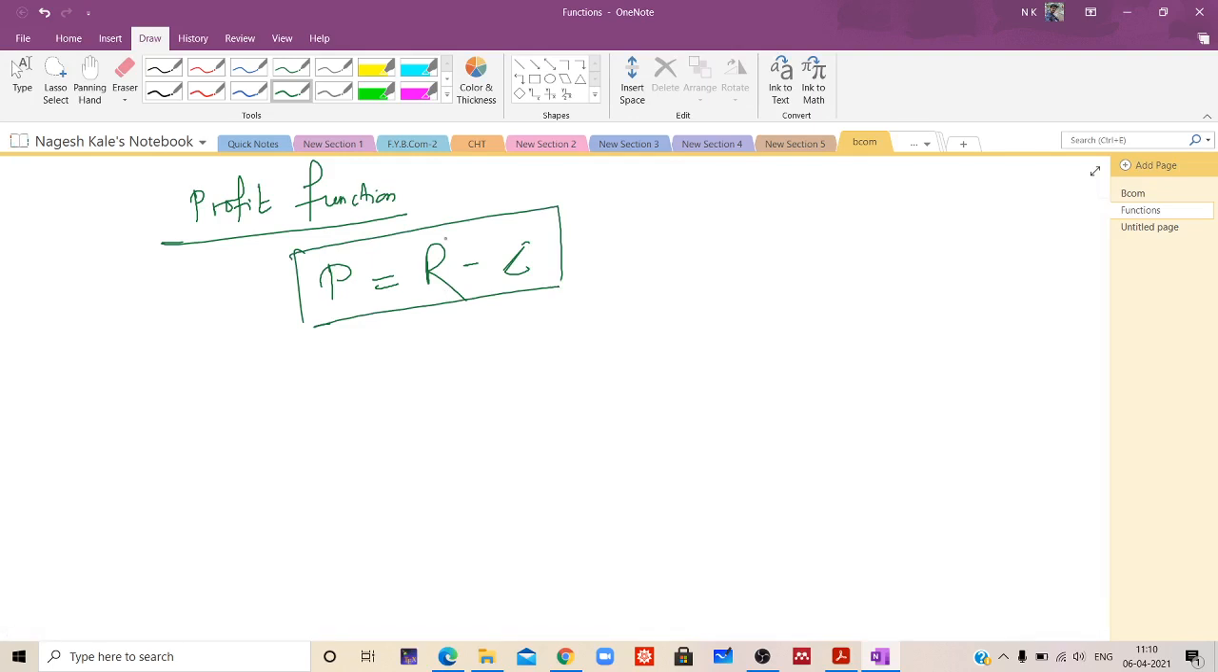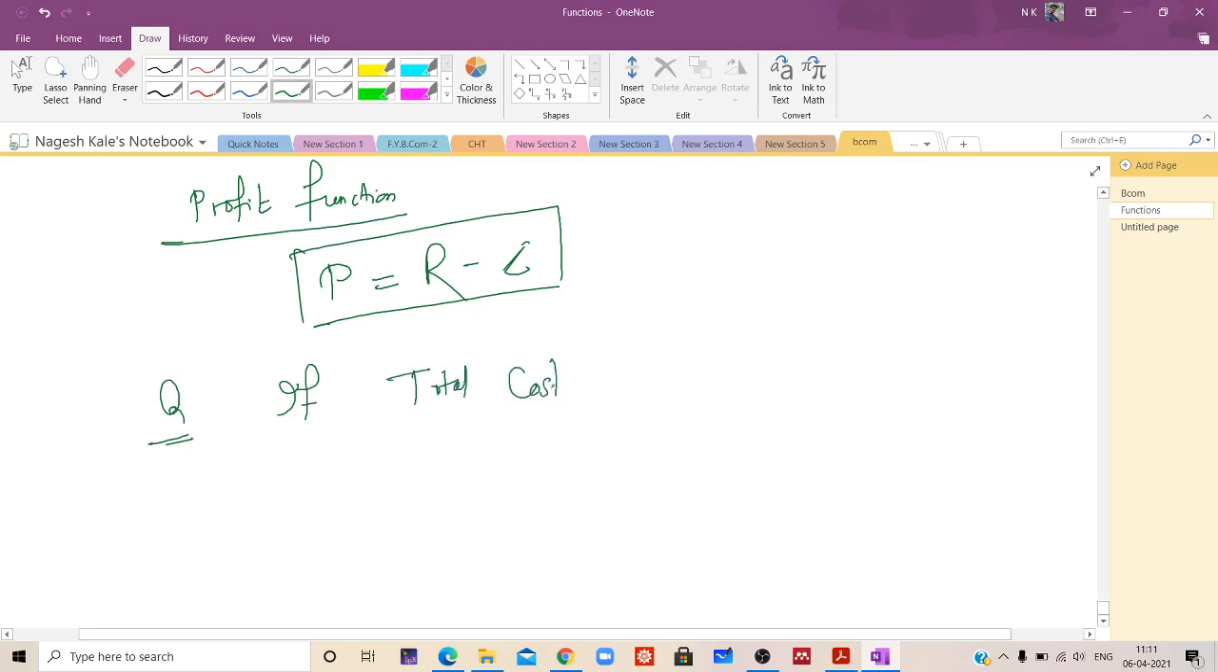Okay, so let me take one example and see what happens. Okay, so my question is like this: if total cost function, just be careful, watch carefully what I am doing.